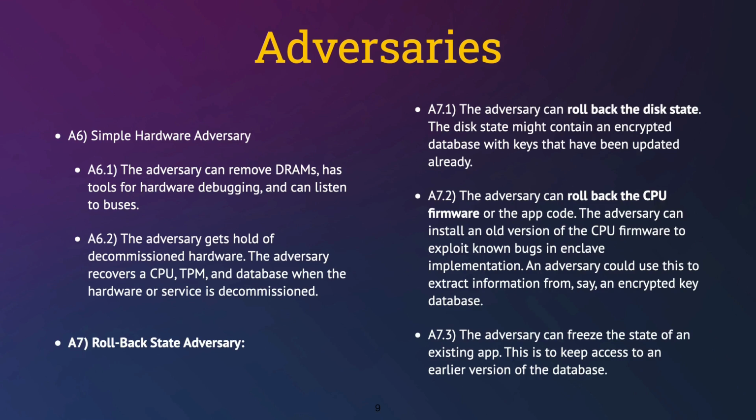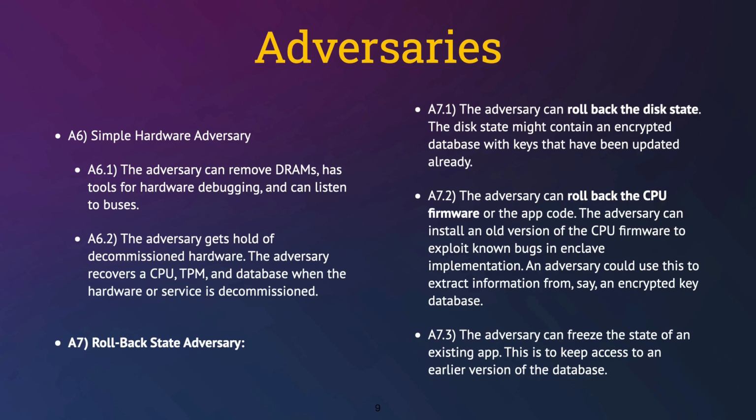Another adversary that we need to consider is the rollback state adversary. This is not part of the original Intel threat model. This is something that we extended, did an extension for SCONE. And here the assumption is that the adversary can take snapshots of our disk and then roll back the disk state to an earlier state, for example, to hide certain transactions, which state is on disk, and try to roll back that state.